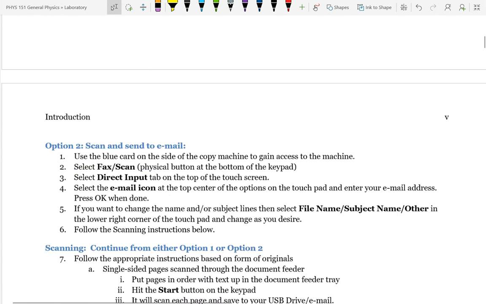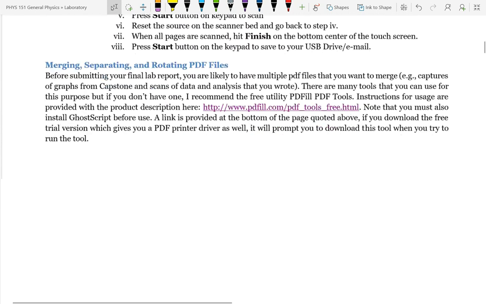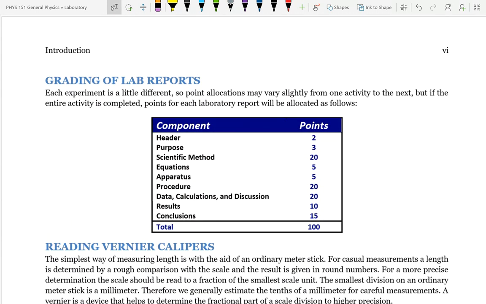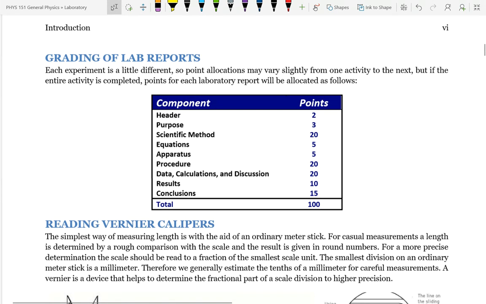I swear I had more here before. The scanning is out of order here. This is how I'm going to grade them. This has a breakdown of points.